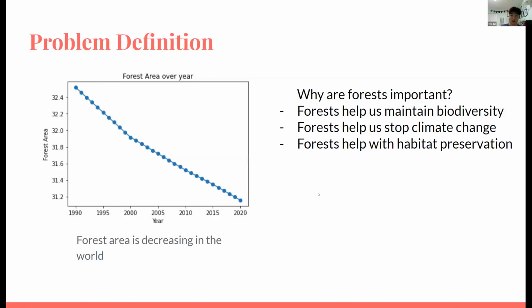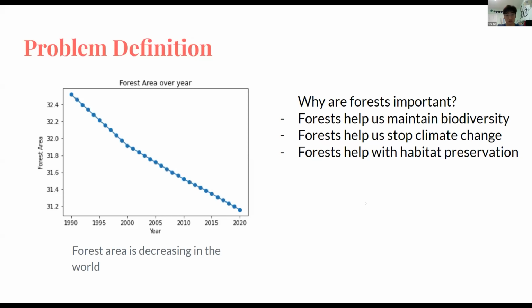All right, so the primary issue we're addressing is the constant decrease of forest area all around the world. So why are forests even important? Forests play a critical role in maintaining biodiversity, as they're the home of countless organisms. They also regulate the climate by removing carbon dioxide from our atmosphere and replacing it with oxygen. And furthermore, the trees in the forest also protect our water quality by absorbing water and filtering out pollutants.